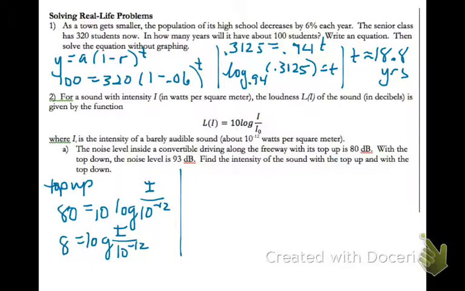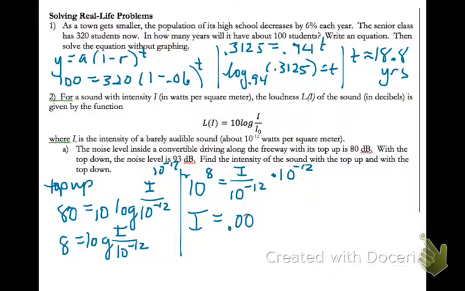And then we can rewrite in exponential form. So remember this is log base 10. So 10 to the 8th power equals I over 10 to the negative 12 power. Multiply both sides by 10 to the negative 12. So I, or the intensity, equals 0.0001 watts per meter squared.